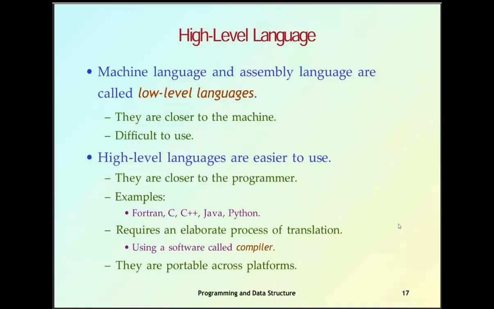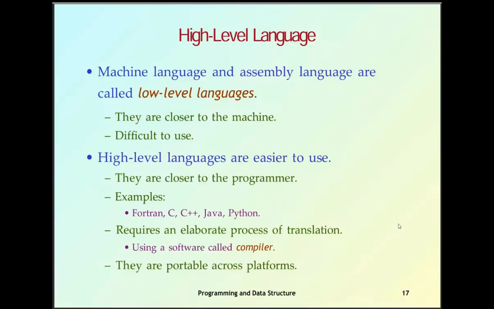Okay, so as of now we have discussed three languages: machine level language, assembly language, and high level language. Now the high level language is very close to the user or programmer, but it is very far from the machine, because the machine only understands 0, 1. So high level language and machine level language are the two different extremes. One is close to the machine, another one is close to the user.